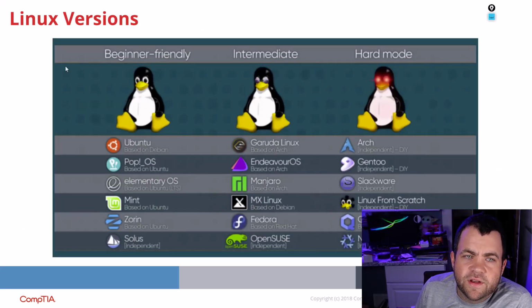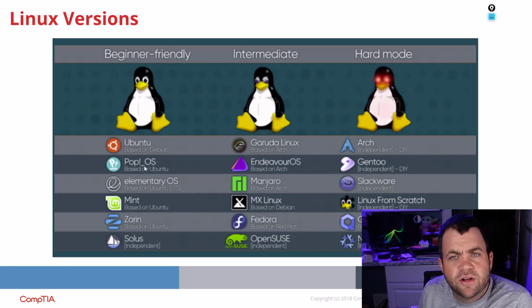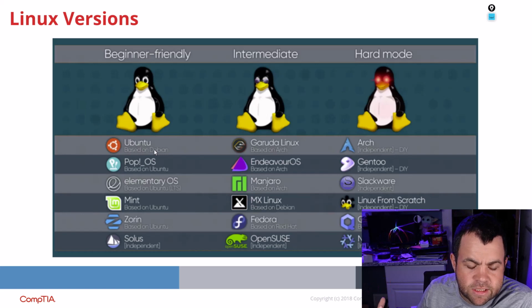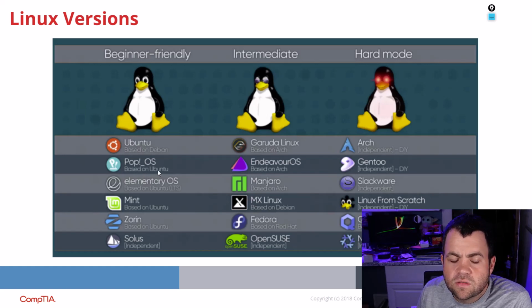So jumping into a couple of the different Linux versions, if you want to pull this graphic down, beginner friendly, you're going to see Ubuntu is probably the most supported. You're going to see the most articles, Reddit posts, and YouTube videos on Ubuntu. Pop! OS, I played with that a little bit. It's just a different kind of front end for Ubuntu. Same thing with elementary. A lot of these are based on Ubuntu. Intermediate, we're going to see Fedora and OpenSUSE. Those are going to be a steeper learning curve. And then hard mode, we can see here Arch, Slackware, Qubes OS.